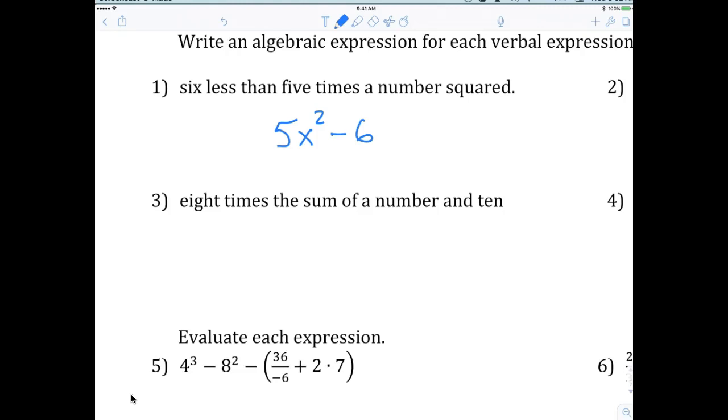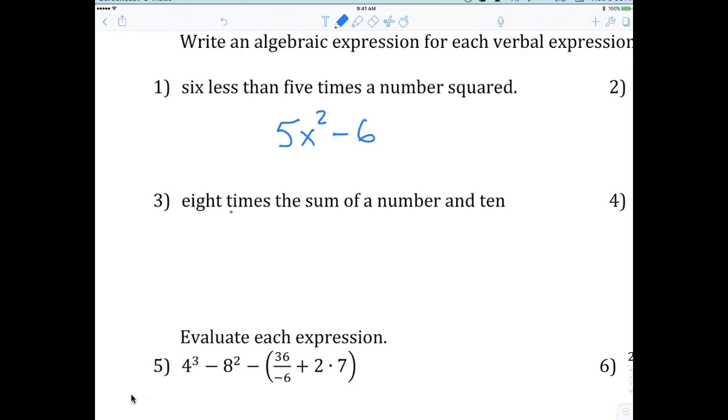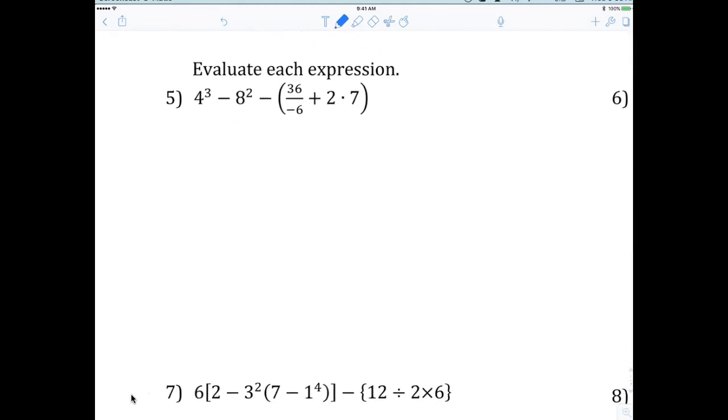Now for question number 3. 8 times the sum. So these are 2 operations in a row, times and sum. Whenever you have 2 operations in a row, that requires a what? Parentheses. That's correct. So it would be 8 times the sum of a number and 10. Any questions? All right. Now you're just evaluating, making sure you understand order of operation.